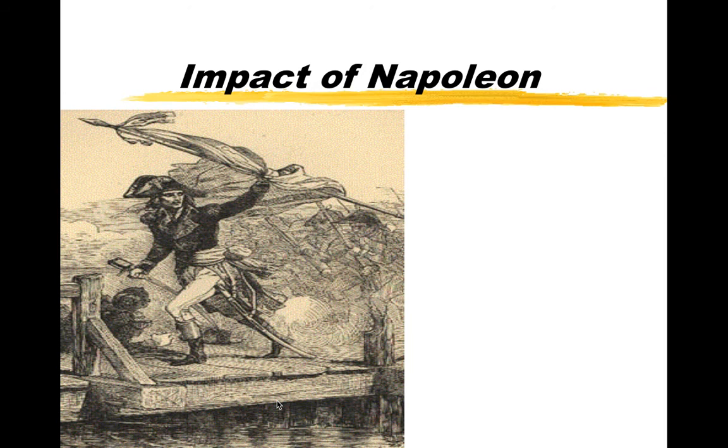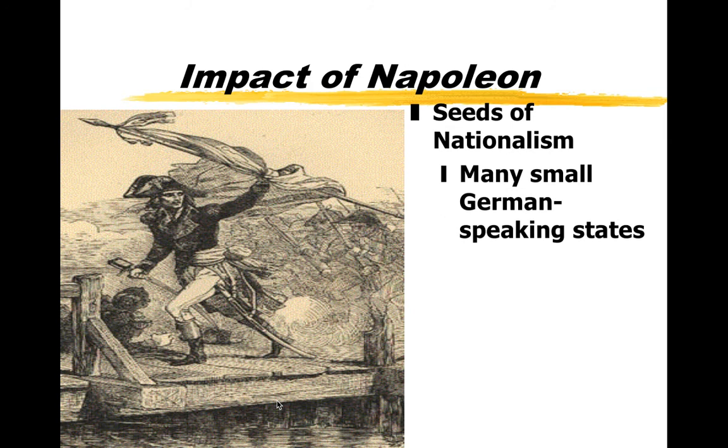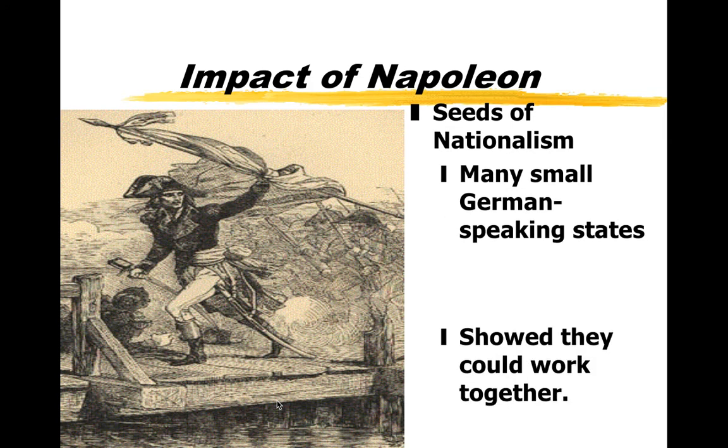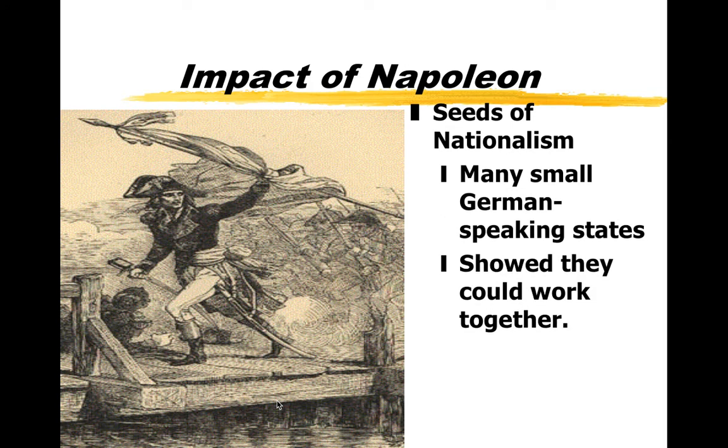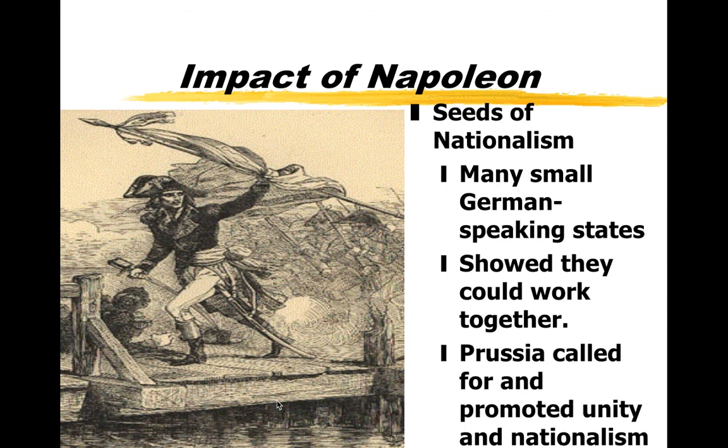When we start off looking at the impacts of Napoleon, going all the way back to the French Revolution that we talked about, Napoleon and what happened here in France at that time sowed the seeds of nationalism. We saw that many small German-speaking states were established afterwards, and with the impact of Napoleon here, they decided that they could actually work together to fight against him. And so that showed a sense of nationalism for those small German-speaking states.